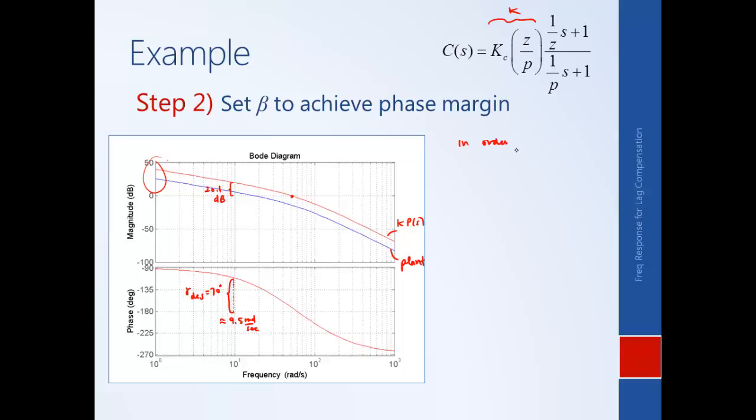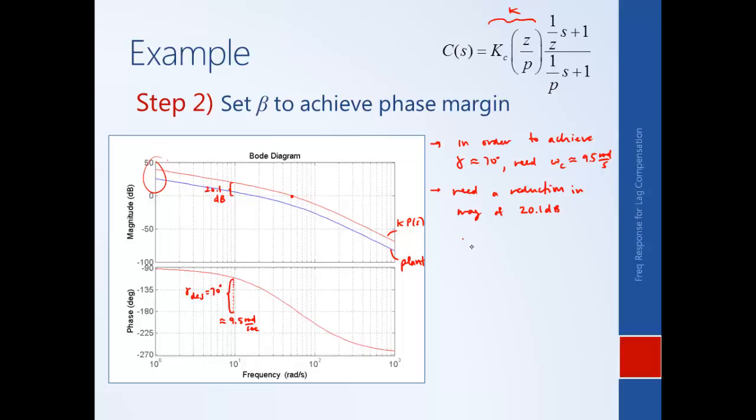So in order to achieve a phase of 70 degrees, we need the crossover frequency to be approximately 9.5 radians per second. So we need a reduction in magnitude of 20.1 dBs.